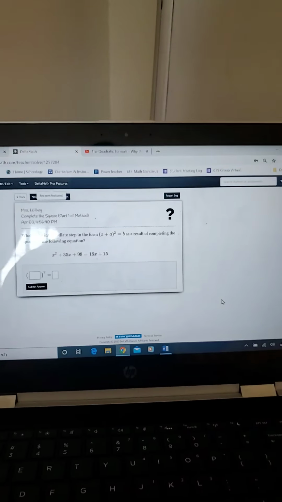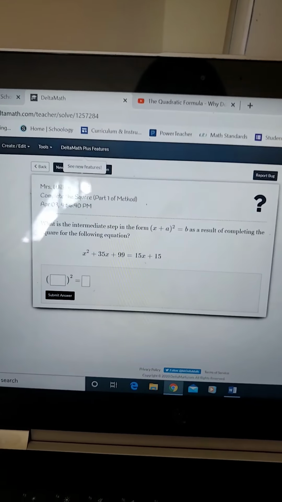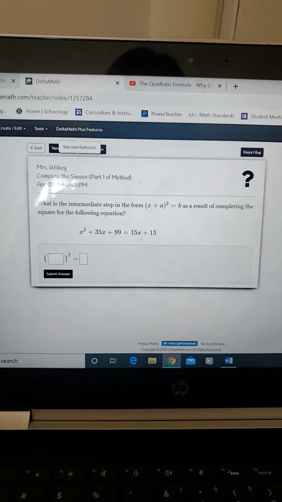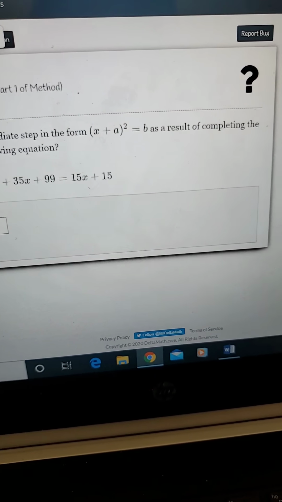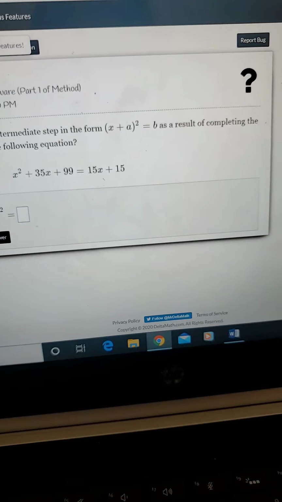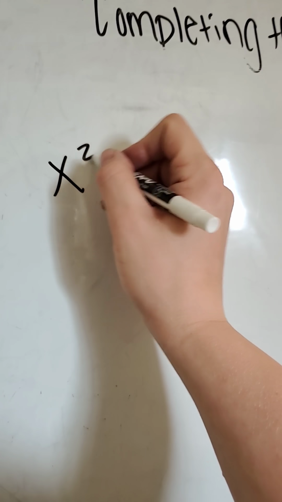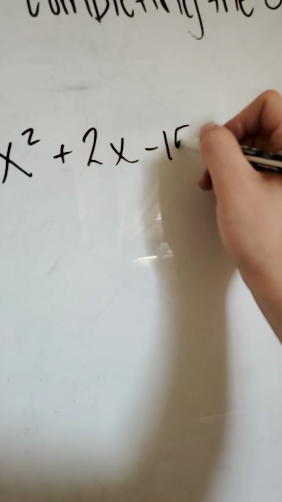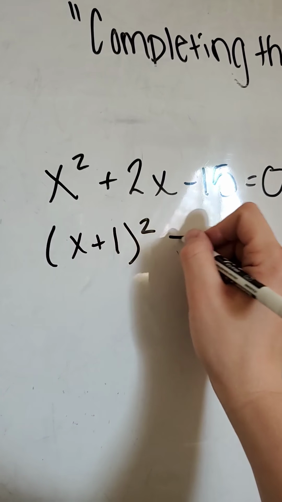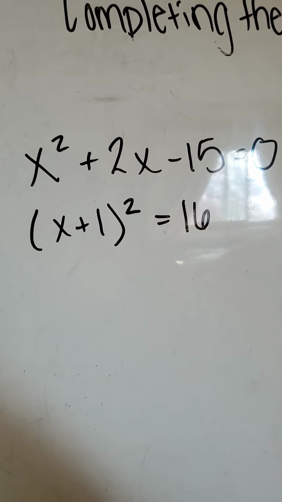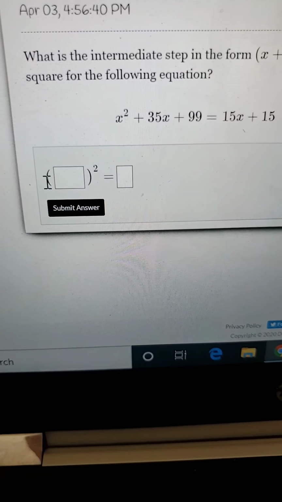Okay, so complete the square, and this is what we talked about in the beginning of the video. What is the intermediate step in the form (x plus a) squared equals b as a result of completing the square for the following equation? So I'll reference our original example. This was our original example. The form it's talking about is where we wind up having (x plus 1) squared equals 16. That's the step it's talking about. So in this situation, I would have typed x plus 1 right here, equals 16. So we're going to try to get that step.